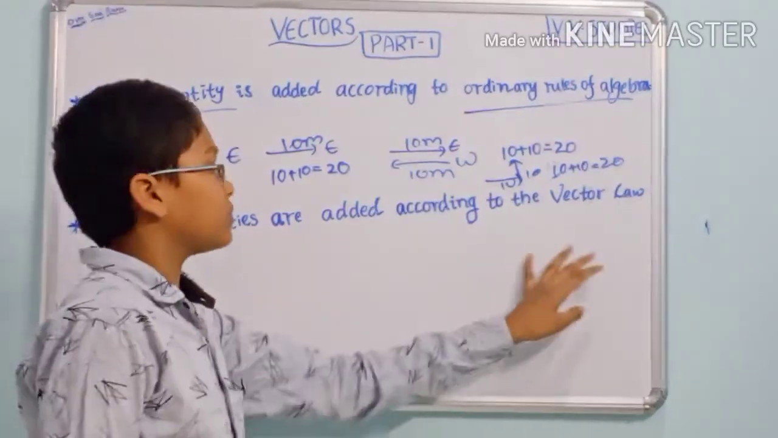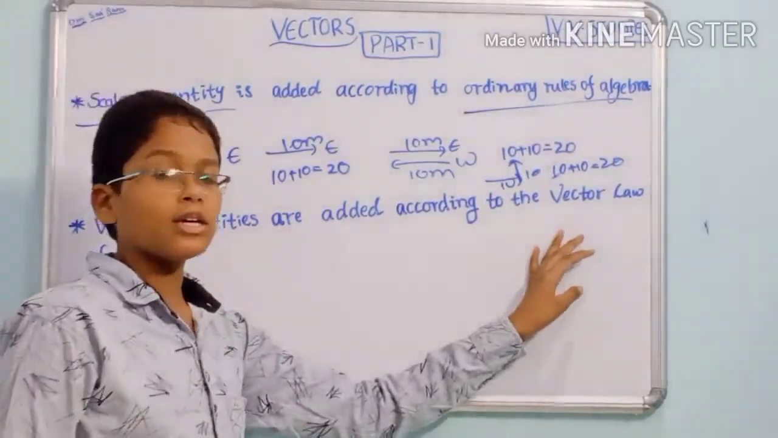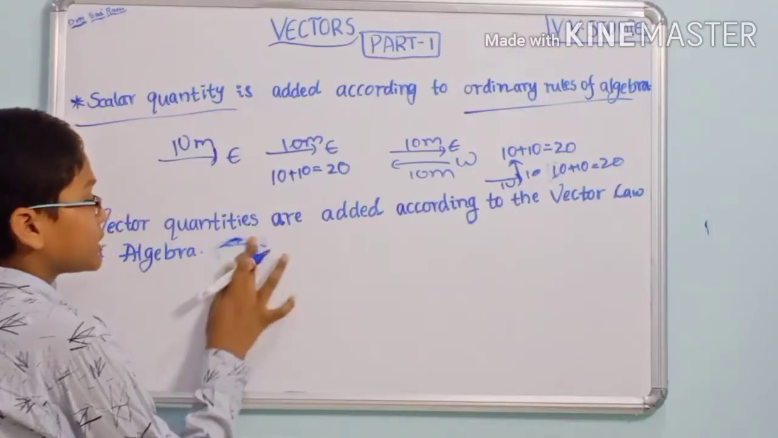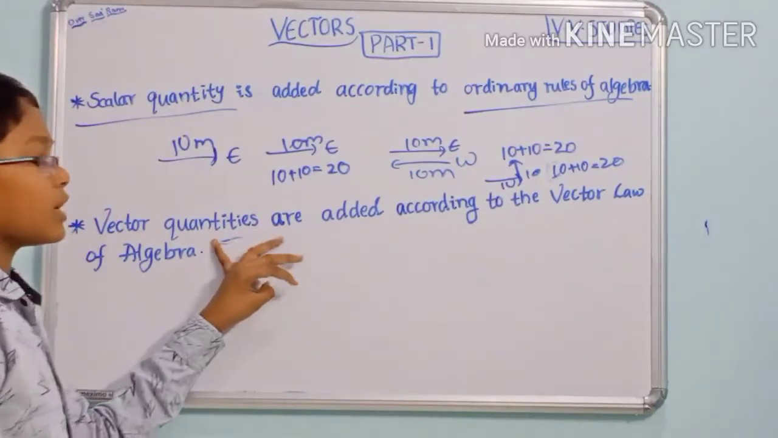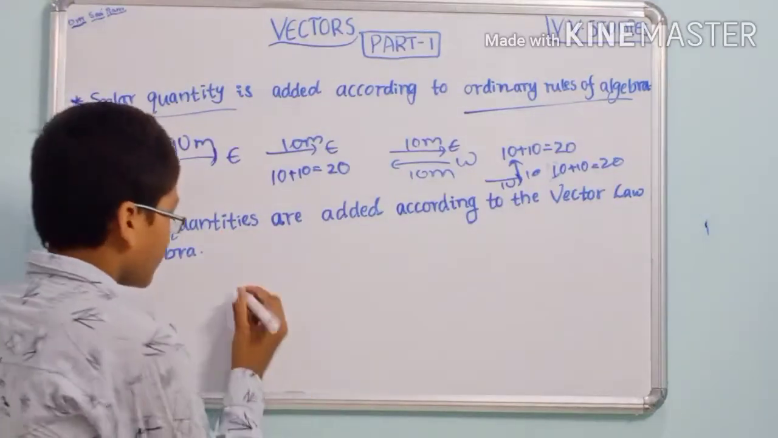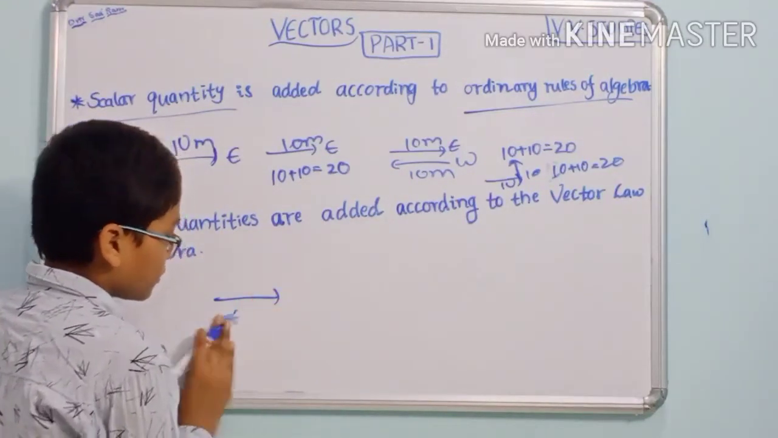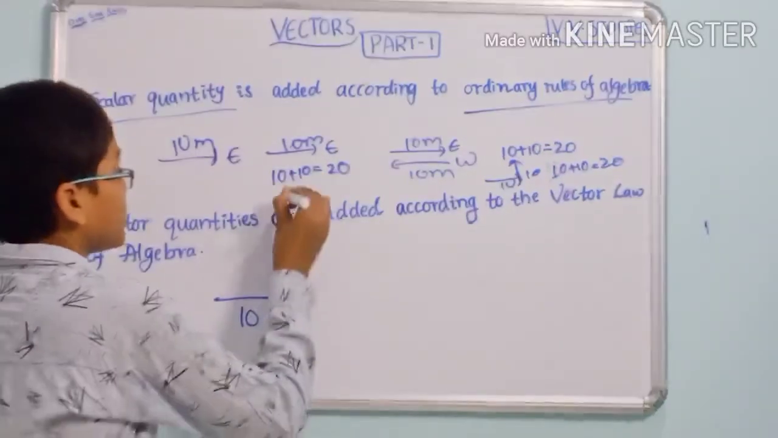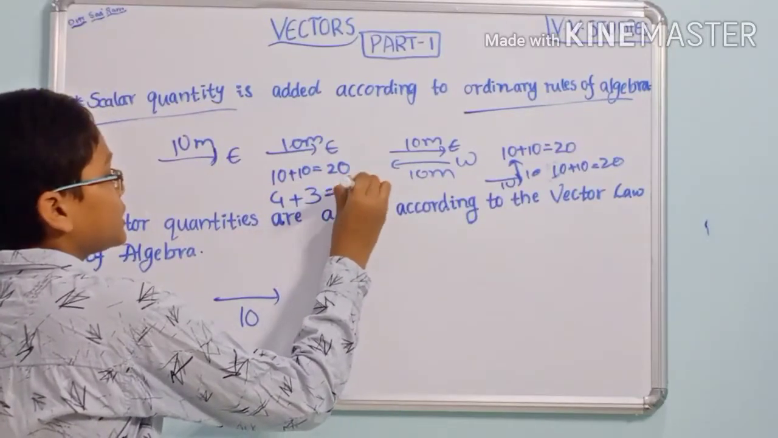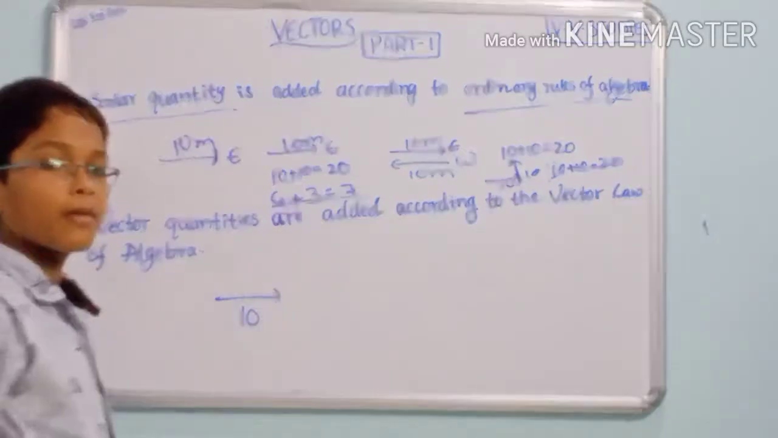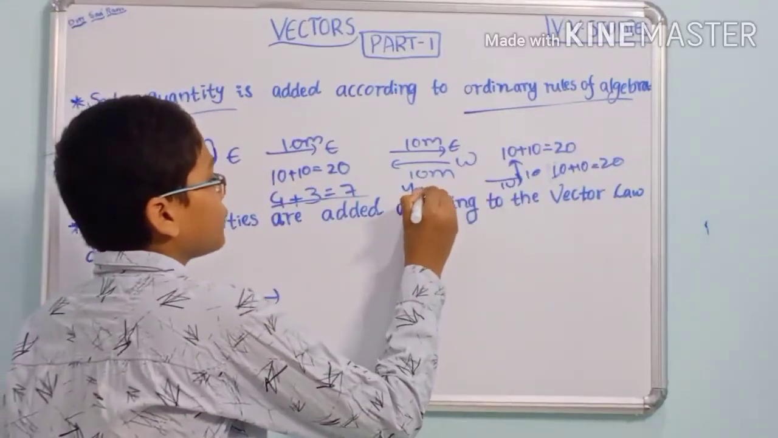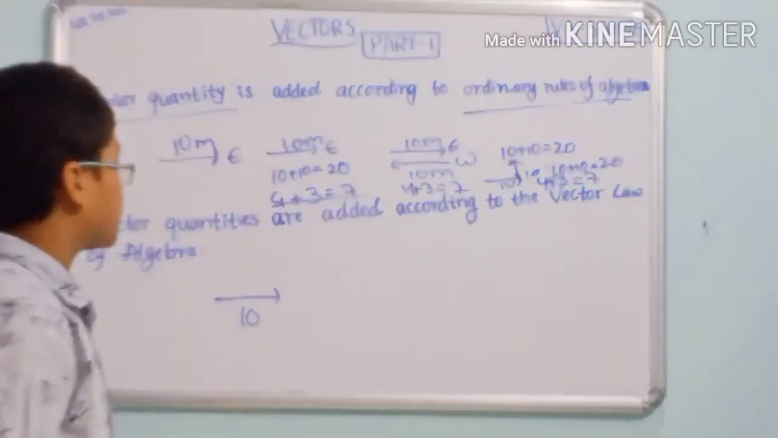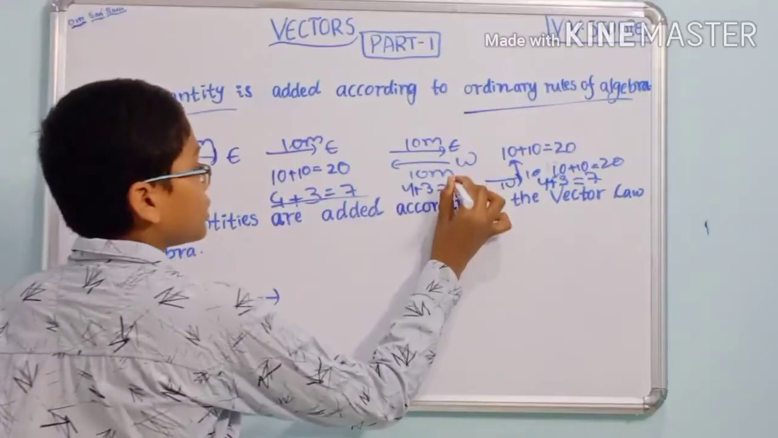are added according to the vector laws of algebra. Vector laws of algebra means parallelogram law, triangle law. These you will discuss in the latter part. I will tell you a small example. Take 4 and 3 instead of 10 meters. 4 plus 3, how much? 7 meters. Everywhere it is 7 meters, because it does not depend on direction.